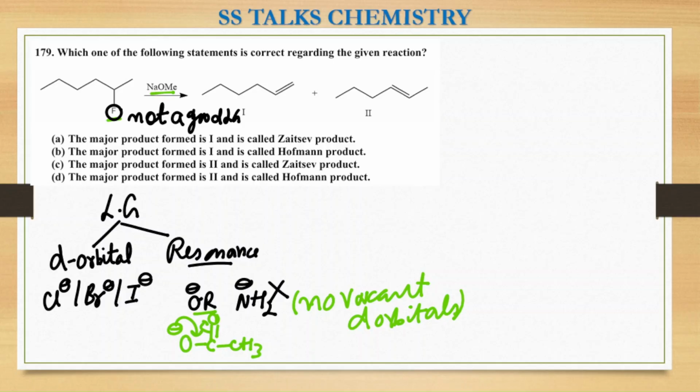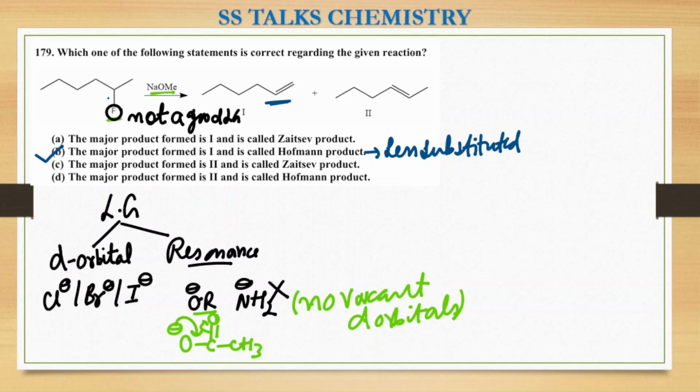So when you do not have a good leaving group and you are doing elimination reactions, here you generally get the Hofmann product. And the Hofmann product basically means that the less substituted alkenes are formed. So the major product is option number one, where the less substituted alkene is getting formed, and this is your Hofmann product. Alright, so the correct answer will be option B in this case. That first is major, and this is called the Hofmann product because it is your less substituted alkene.